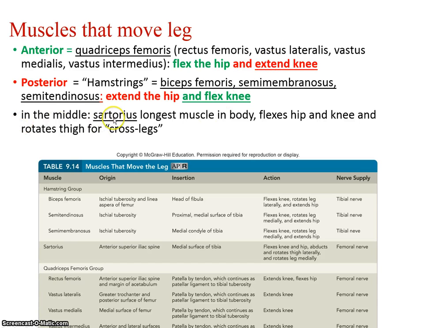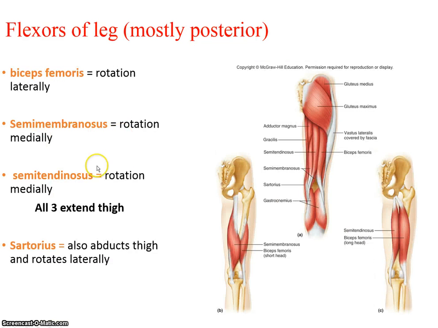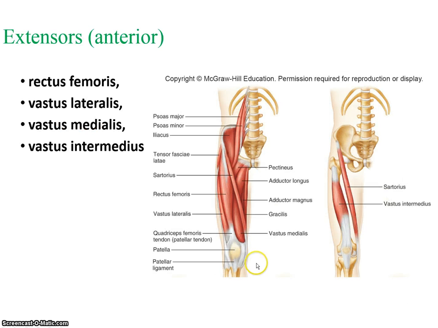In the middle of all this is the sartorius, and it's the longest muscle in the body. We mentioned this previously, and it does a variety of functions. It's really for crossing your legs. It's also called the tailor's muscle. So this goes through all of them and the groupings of them, with the extensors of the leg again, and the quadriceps femoris.